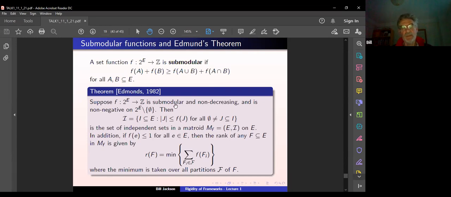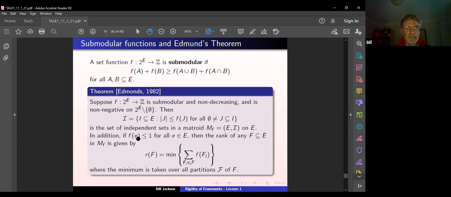So the idea is, we don't have just any submodular function. We have a function which is submodular and non-decreasing. So if A is contained in B, f of A is less than or equal to f of B. And I'd also like it to be non-negative on the subsets of E other than the empty set. So this idea of excluding the empty set is useful. So I'm going to get a matroid, and to tell you what the matroid is, I tell you what its independent sets are. A set I is independent if it's a subset of the ground set E with the property that for all subsets J of I, the size of J is less than or equal to f of J. So then Jack shows that these are the independent sets of a matroid.